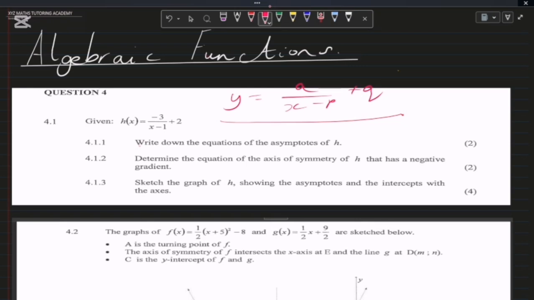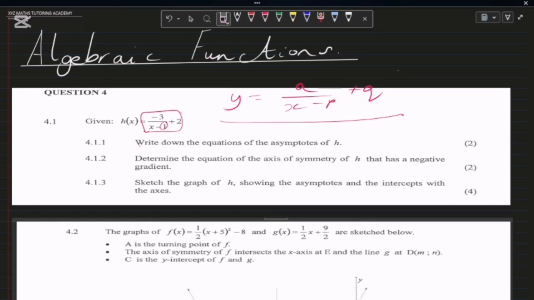And we know that the p-value is the value of the vertical asymptote. So the vertical asymptote will be x is equal to p, or x is equal to 1. And then the horizontal asymptote will be y is equal to 2, or y is equal to q. That is just based on the features or the characteristics of a hyperbola. All of the stuff that I'm talking about, I just got it from looking at the equation. Nothing difficult.